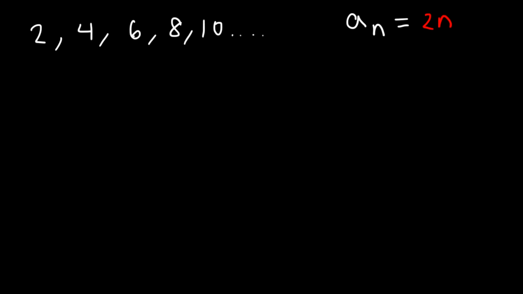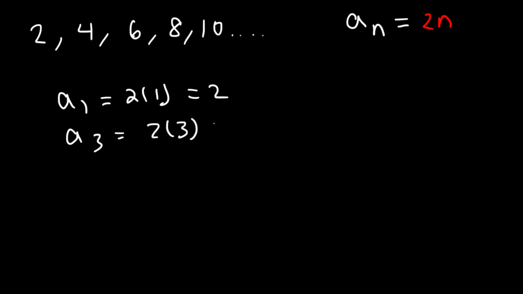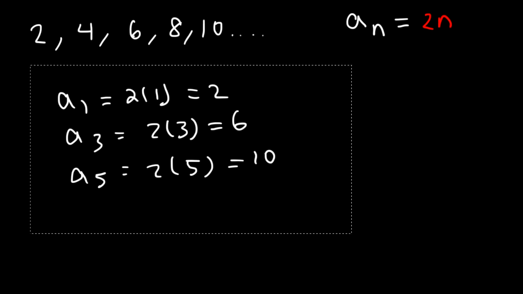And you could test it. If you plug in 1, 2 times 1 will give you the first term, 2. If we plug in 3, 2 times 3 will give us the third term, which is 6. If we plug in 5, 2 times 5 will give us the fifth term, 10. So when you plug in an n value, you need to get the value of the term. And that's how you know if you have the right equation.